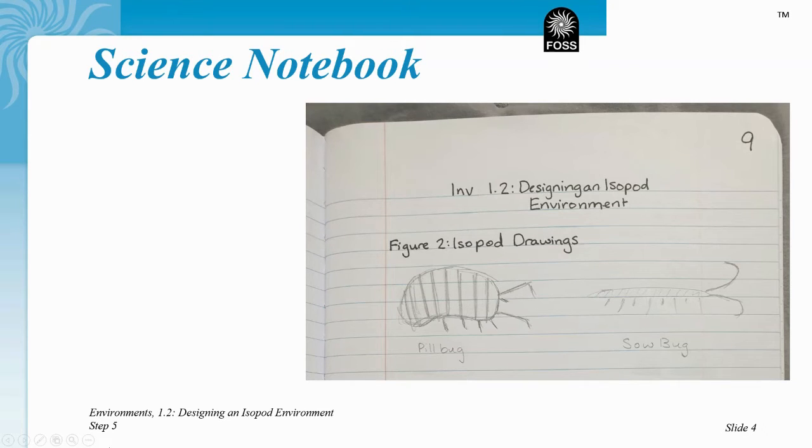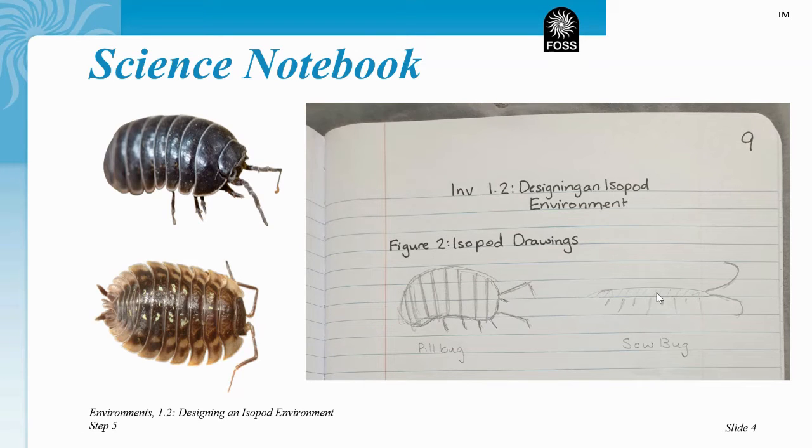Here are my drawings of the pill bug and the sow bug. Remember, you don't have to be a good artist. You just have to be able to draw to help you understand what you're learning about. So here again is a better picture to help you with your drawing. So please go ahead and pause the video to sketch your isopod drawings. Just like in my science notebook, please label your drawing Figure 2 Isopod Drawings. Please pause the video and draw your isopods.